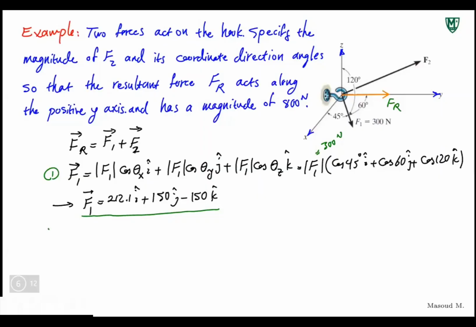I'll call it f2. We don't really know that much about f2, right? So f2 is pretty much the magnitude of f2, or let me just be even more general. I'll just write it as its components. It would be f2x in i direction plus f2y in j direction plus f2z in k direction. f2x, f2y, f2z, I'm referring to components of f2 along these axes.